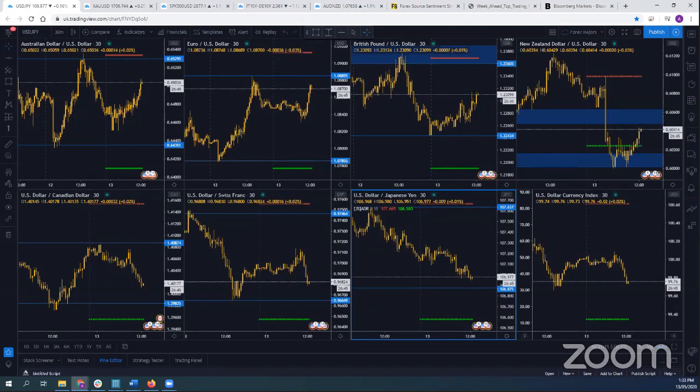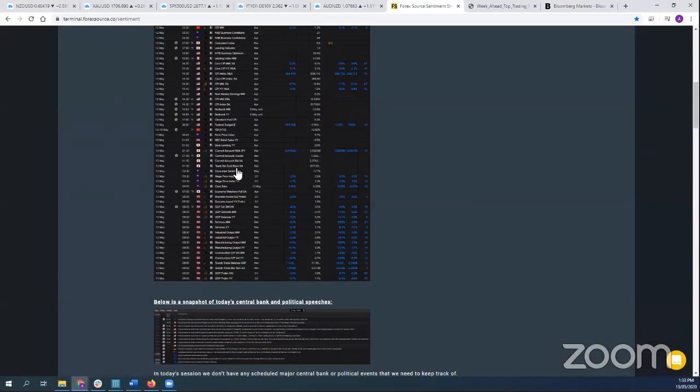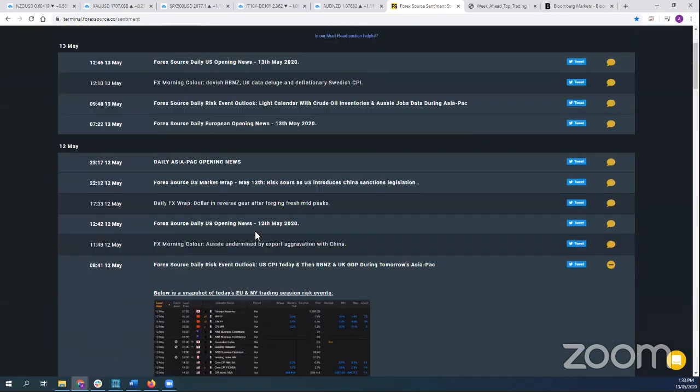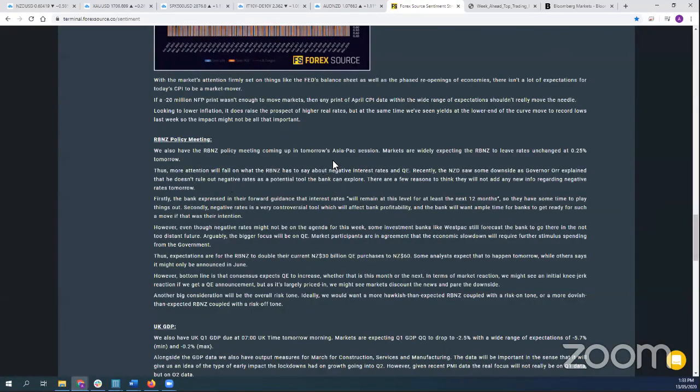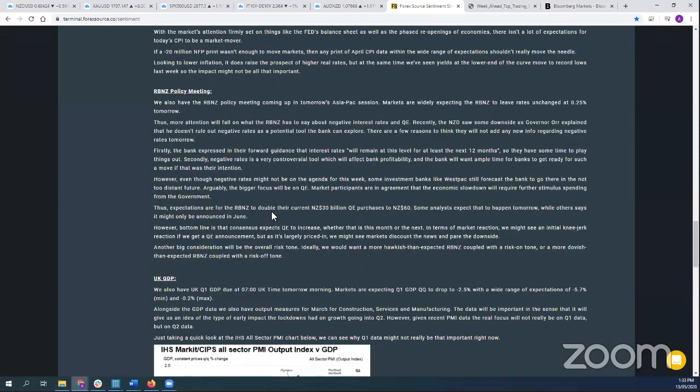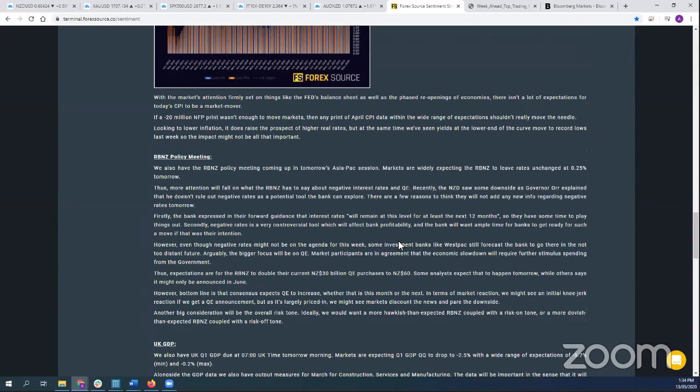Quick question from Lucas. Did the market already price in QE from the RBNZ if we got this choppy action all day? So looking at the QE, let's go to yesterday's daily risk event outlook report in the terminal. You can see there that, where is that? There we go. So expectations are for the RBNZ to double their current 30 billion QE program purchases to 60 billion. So that was already priced into the markets.